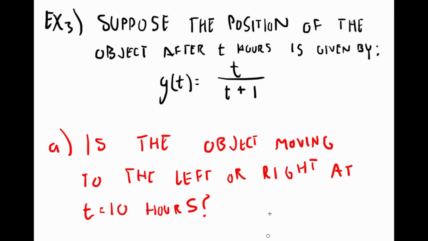This is pretty similar to the problem that we had before, asking whether or not the rate of change is increasing or decreasing. This is the same logic. If g prime of 10 is positive, that means it's moving to the right. If it's negative, then it's moving to the left. So let's take a look right now.